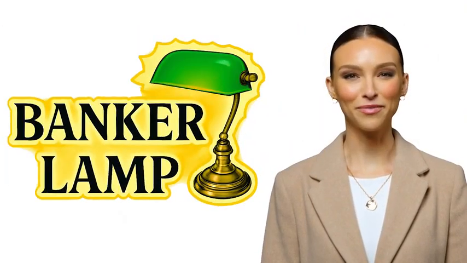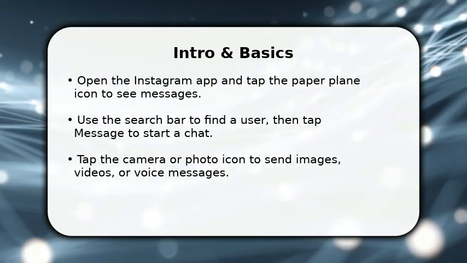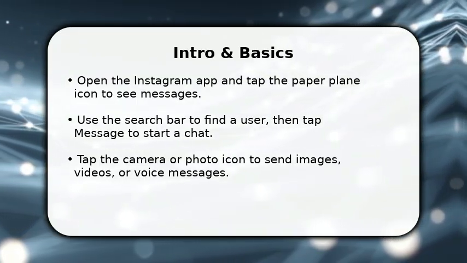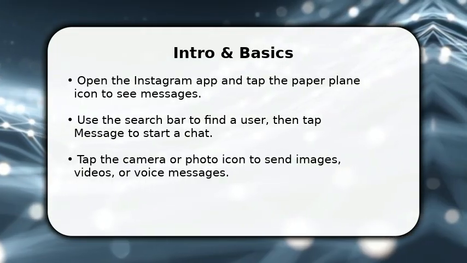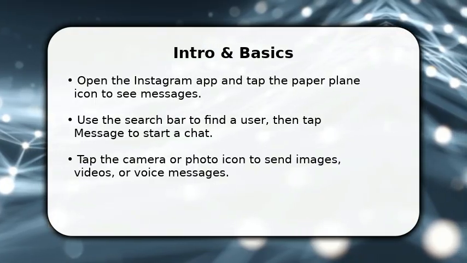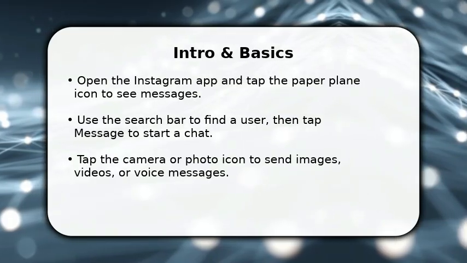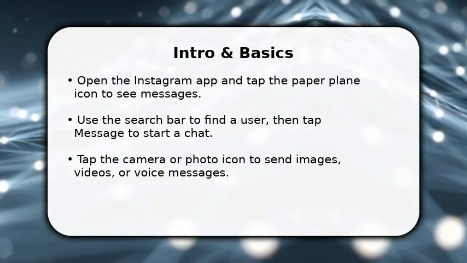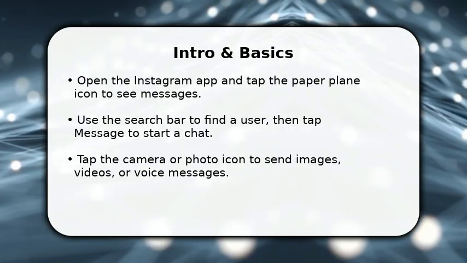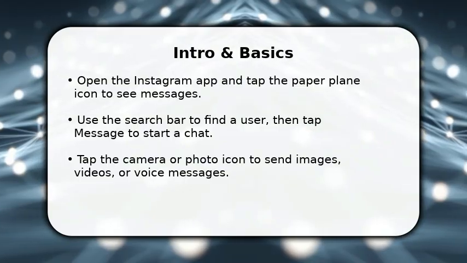Please enjoy the video. In this video, I will show how to text on Instagram, full guide. Open Instagram and tap the paper plane to view direct messages, then choose a conversation or tap the new message icon to start one. Use the message field to type, add emojis, stickers, GIF, or attachments and press send. For disappearing photos, tap the camera icon and choose view once before sending for extra privacy and control.